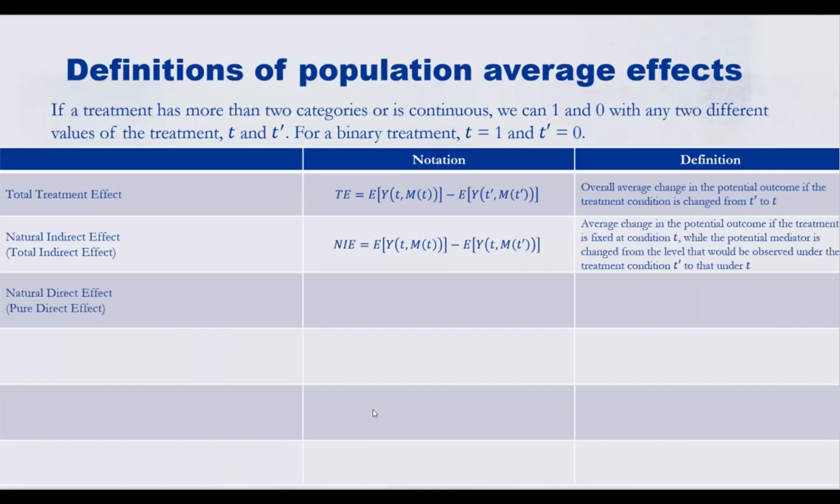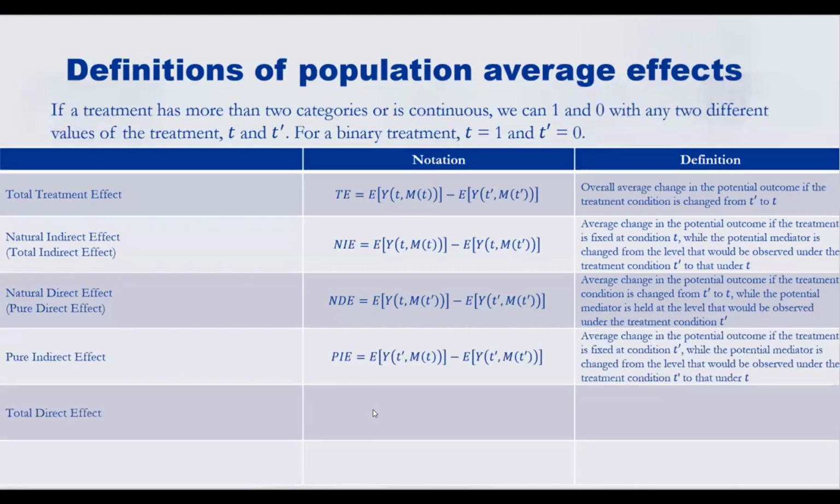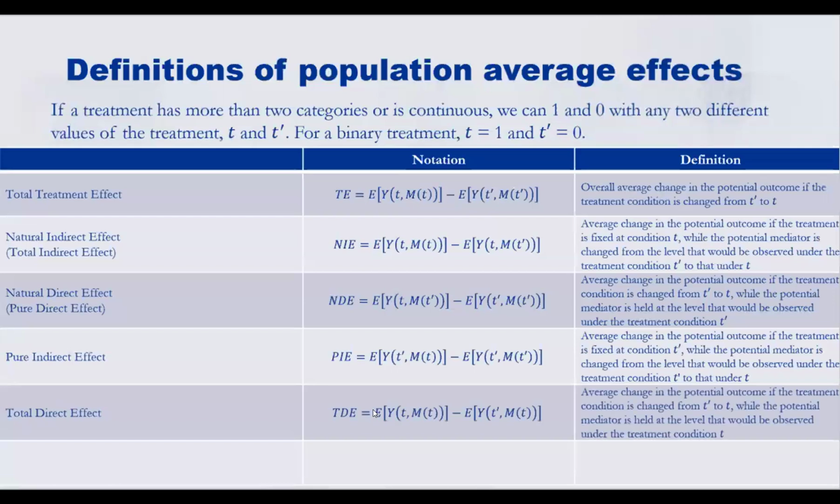And this is the natural indirect effect, natural direct effect, this is our decomposition 1. Alternatively, we can decompose the total treatment effect into pure indirect effect and total direct effect. And by comparing the 2 decompositions, we can define the natural treatment by mediator interaction effect.